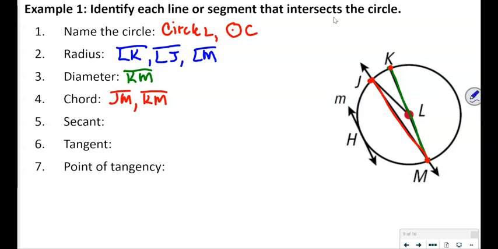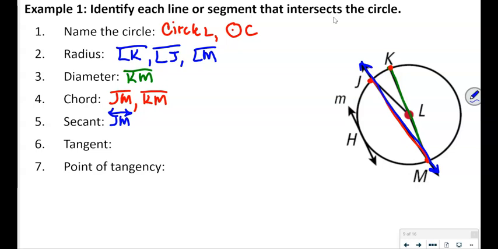Now a secant is a line, okay? So I got a line right here. See where the arrows are at the ends? That indicates that it's a line. And the way that we're going to name this differently from the chord that we just talked about, JM, is that it's going to have arrows on either end of it because it's a line, okay? That's the only secant. Remember, a secant is a line that intersects a circle at 2 points.